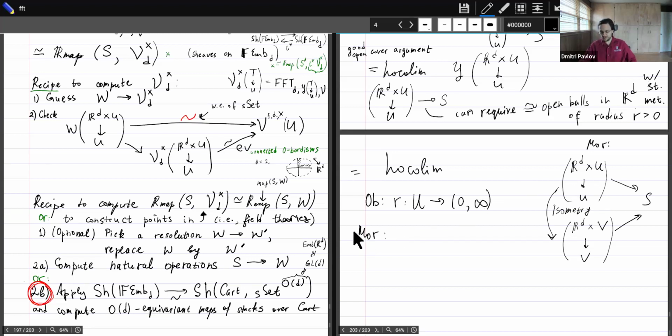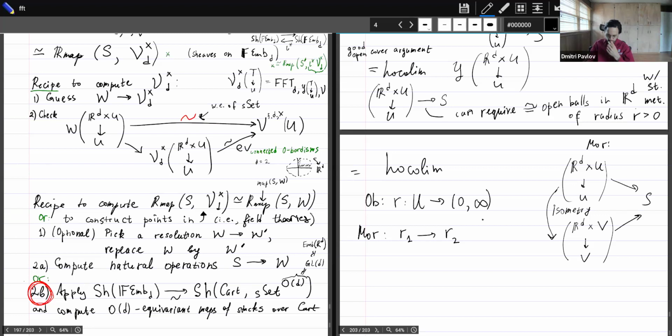So morphisms will be embeddings, isometries, or I guess metric preserving embeddings of open balls into other open balls. And how many such embeddings do we have? Well, it is possible to give a complete description of such embeddings, the morphisms from R1 to R2, the two families of radii.